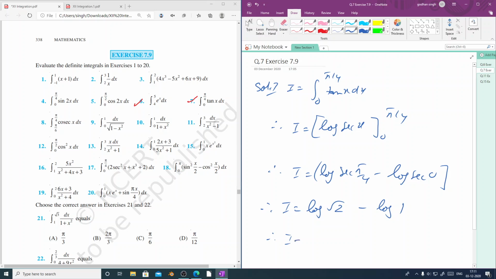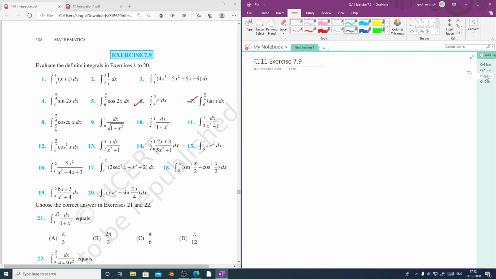Therefore we can write I equal to this root 2 means the exponent is 1 by 2, we can write as half log 2, and we know that log 1 is 0, so the final answer will be half log 2. Then let us go to question number 11.